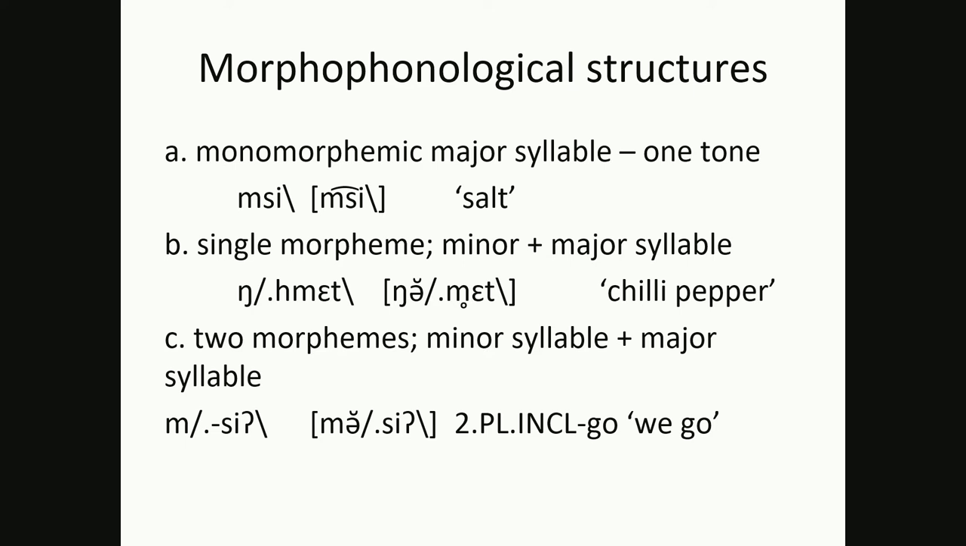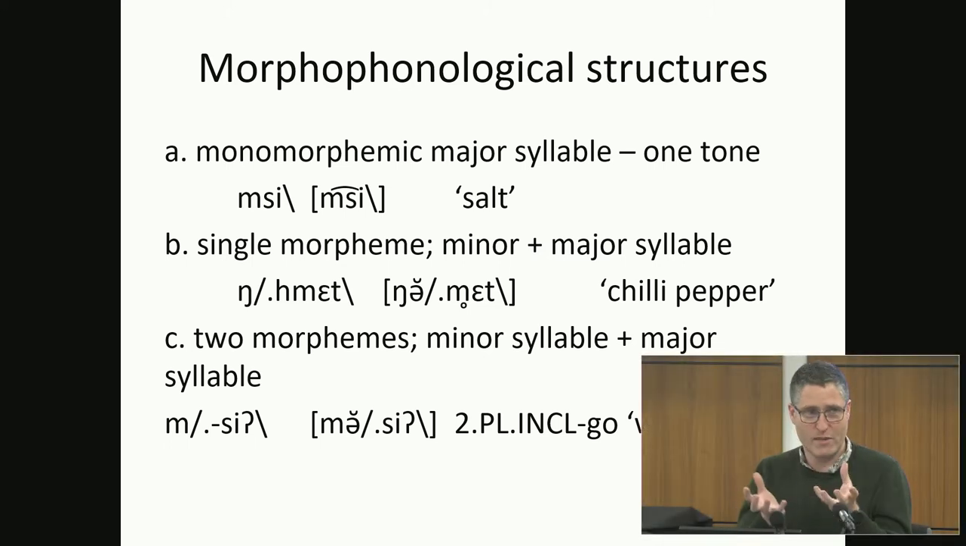Okay, so forms like in C, two morphemes, a minor syllable and a major syllable, so the verb to go, si, low tone, msi is two plural inclusive, we go. So the m is the prefix and it gets a high tone because it's next to a low tone, msi. And I use backwards slash for down and forward slash for up because that is a million times faster to type, and I hope you can read those okay. It's a lot easier than putting accents on top of the vowels, and I like it because you're associating tones with whole syllables rather than specific vowels, and it's faster to type, which is great.